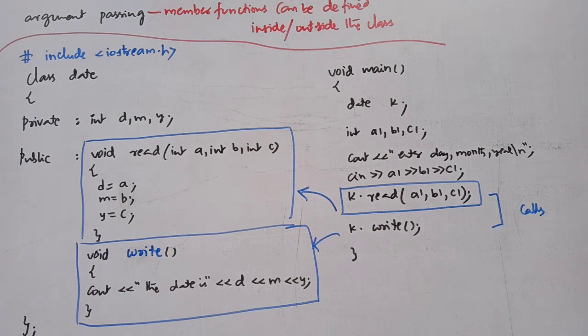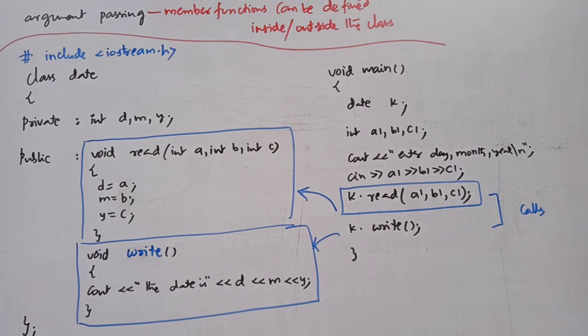Look at this important thing. void read(int A, int B, int C): D is equal to A, M is equal to B, and Y is equal to C. We are not reading the data here. Argument passing. We are not reading the values of D, M, Y here.